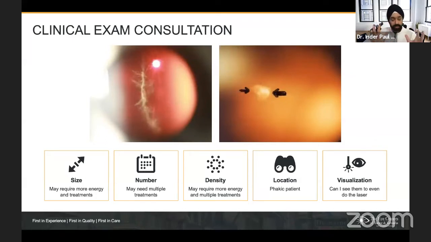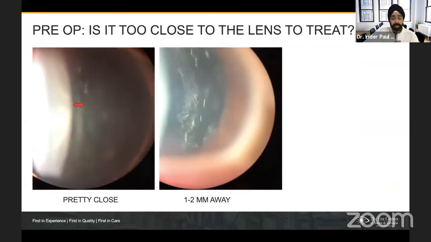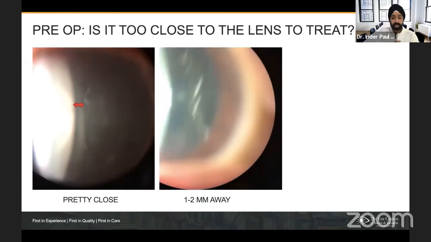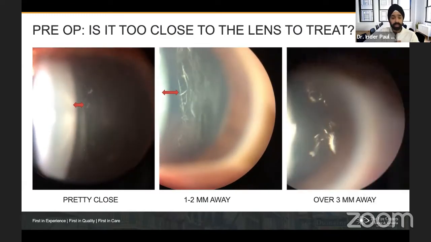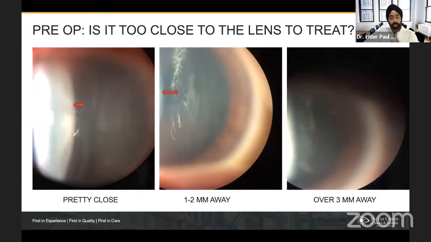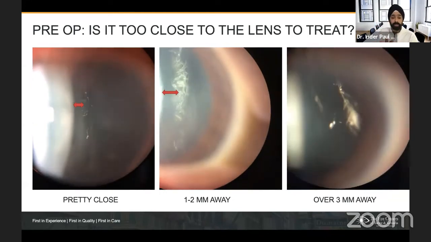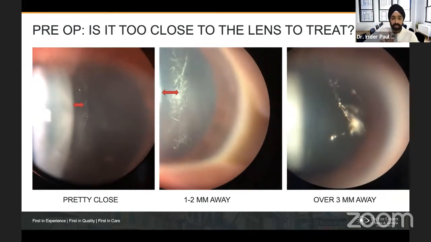But if you have a larger amorphous cloud, you have to tell them ahead of time this may require multiple sessions as well. These are how I examine patients. If they're too close to the lens, I would say don't do it. If you look here on the left, that patient's floater is right by that posterior capsule, too close. The one in the middle of the screen here, I will do that, but at first I would recommend holding off. Those floaters are so amorphous and so close to the lens.